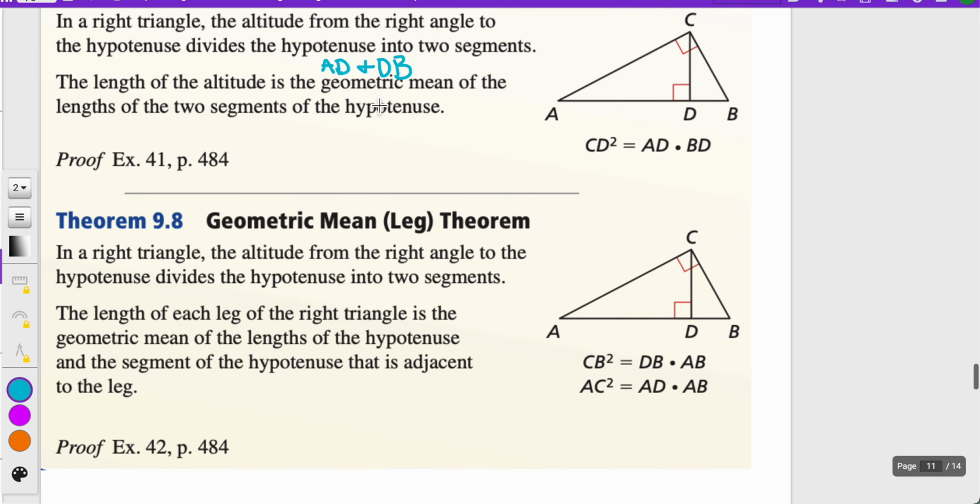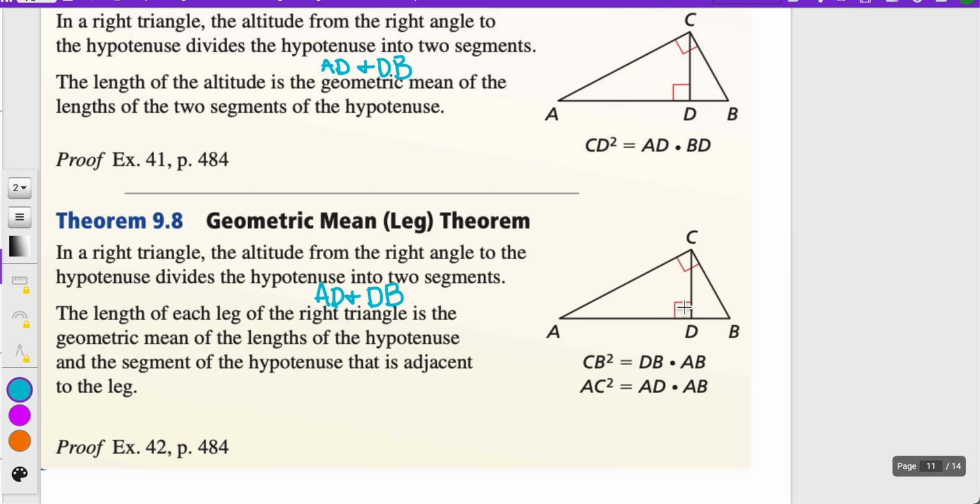The geometric leg theorem states that in a right triangle, the altitude from the right angle to the hypotenuse divides the hypotenuse into 2 segments again. So that is forming those 2 segments, AD and DB, one more time. However, in this case, the length of each leg of a right triangle is the geometric mean of the lengths of the hypotenuse and the segment of the hypotenuse that is adjacent to the leg. So you can flip it around and say, if I know CB, I can take CB squared, and that is equal to DB times AB. Or if I know AC, AC squared is equal to AD times AB.